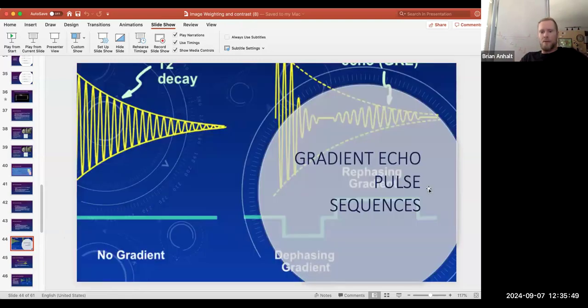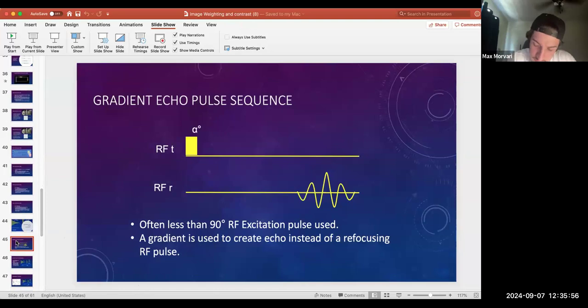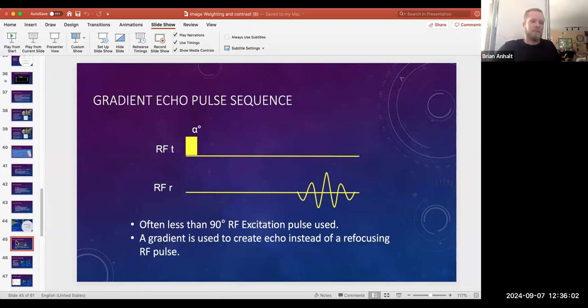All right, gradient echo pulse sequences. Ready to get completely confused? Here we go. Gradient echo. What do you notice different here? The flip angle is variable.